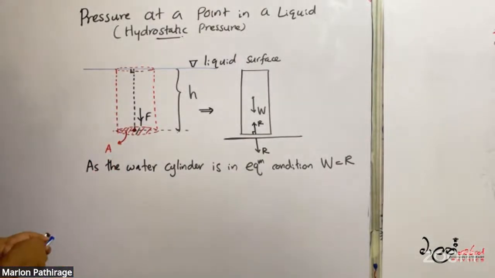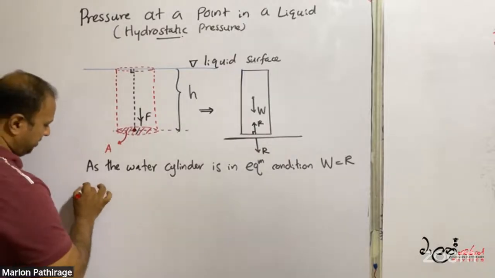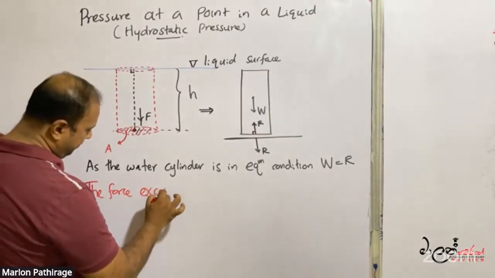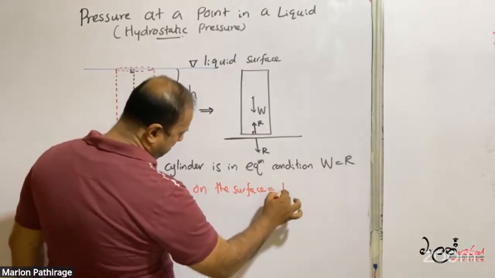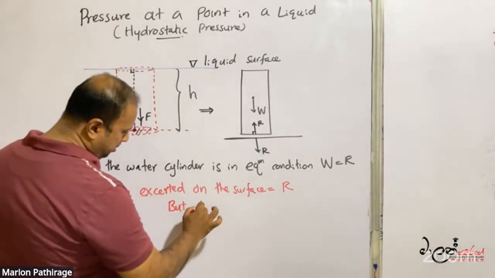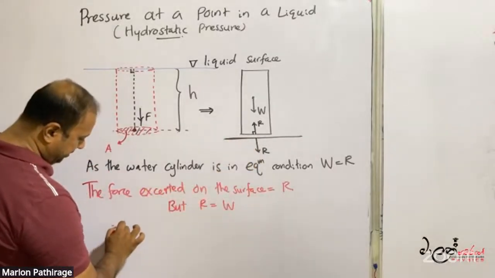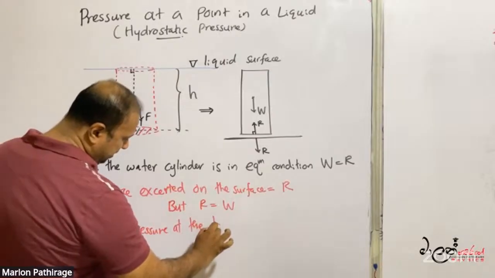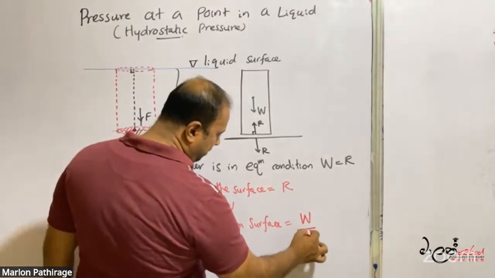Okay. Therefore, as the water cylinder is in equilibrium condition, W is equal to R. Then we can say the force on the surface is equal to R, but R is equal to W. Therefore, the pressure on the bottom surface is equal to force over A, that is W over A.